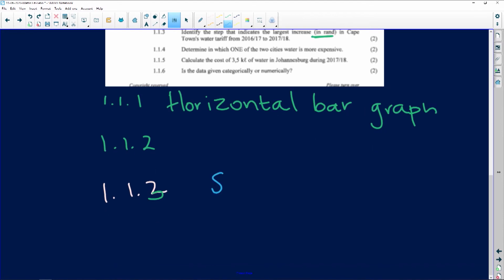So it's step 6, which is 102 and 14 cents. Stunning.